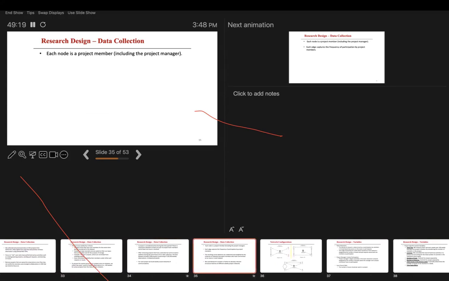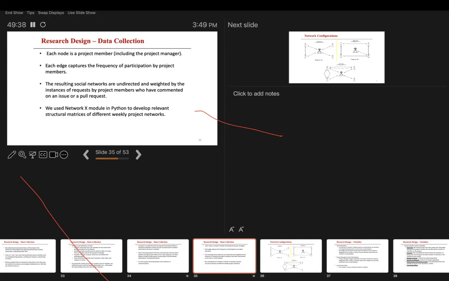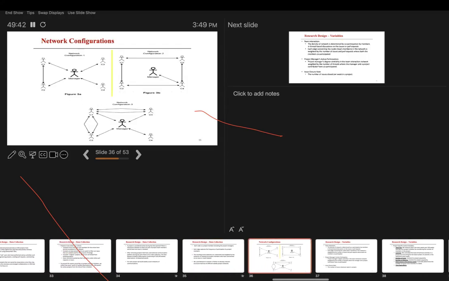Every node is a project member or a project manager. Each edge captures the frequency of participation, so it's a weighted network. It's undirected and weighted, basically capturing any time there is commenting on an issue or pull request going on between people. That's what we're trying to look at. The NetworkX module is used to develop the relevant metrics that we needed.